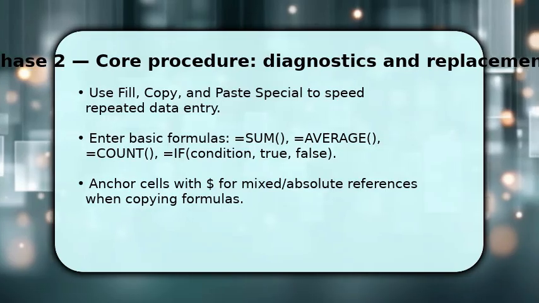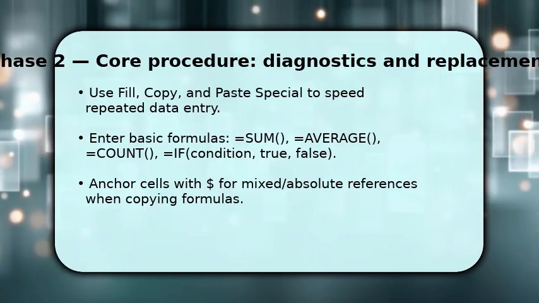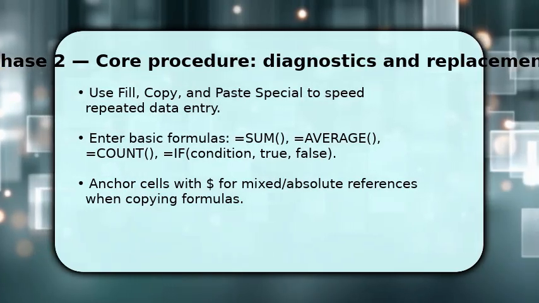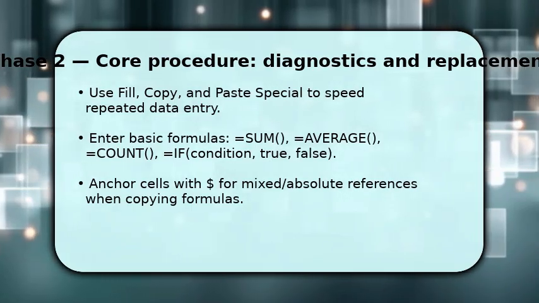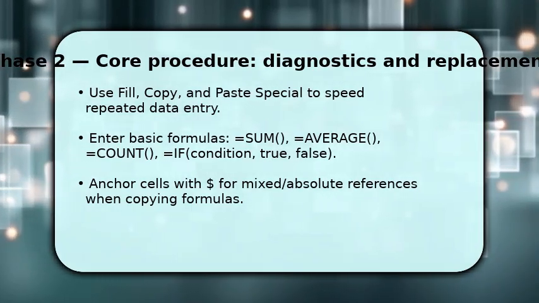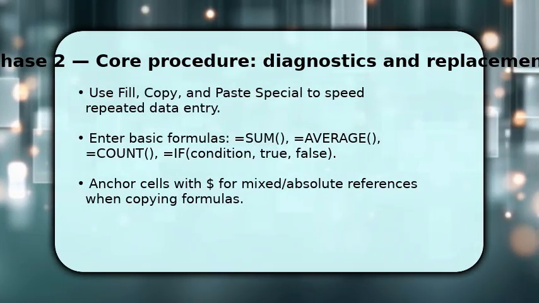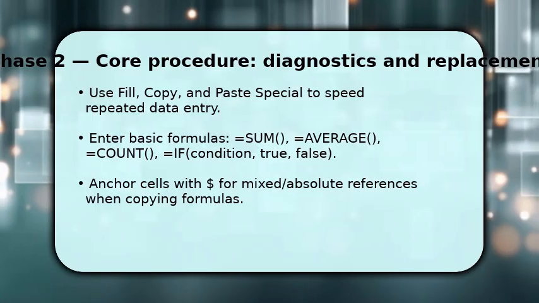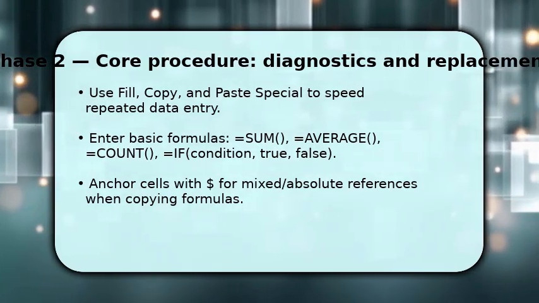Start with simple functions. =SUM(A2:A10) for totals, =AVERAGE for means, and =COUNT to tally entries. Use =IF to branch logic when needed. Once done, copy formulas down using the fill handle, and remember to anchor cells with $ when a reference must stay fixed. Make sure to use paste special when copying formats or values only.